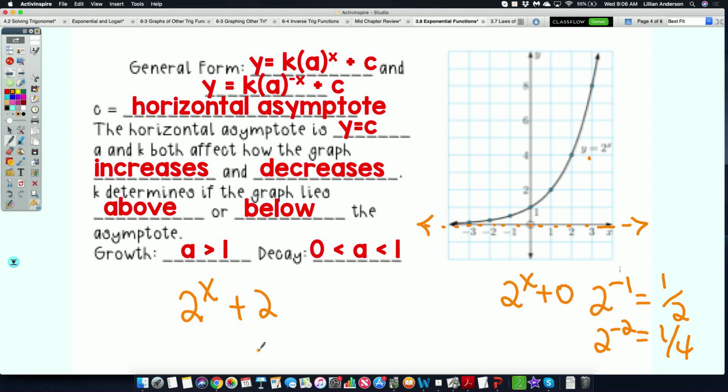It can't be below 0. For a problem like this, it won't be below 0. However, depending on your function, let's say this was a minus 2 instead, it would go below the x-axis, but it won't go any lower than negative 2. So whatever the c value is, it's going to be like the lowest point that graph can go.